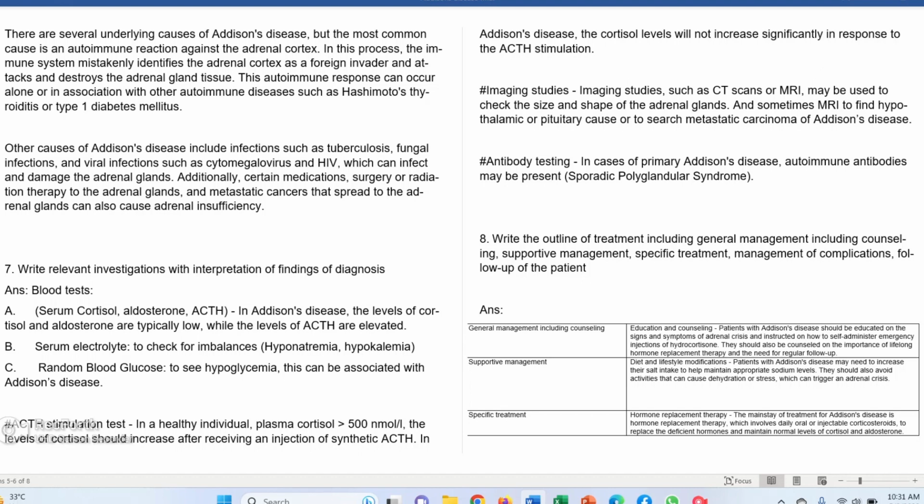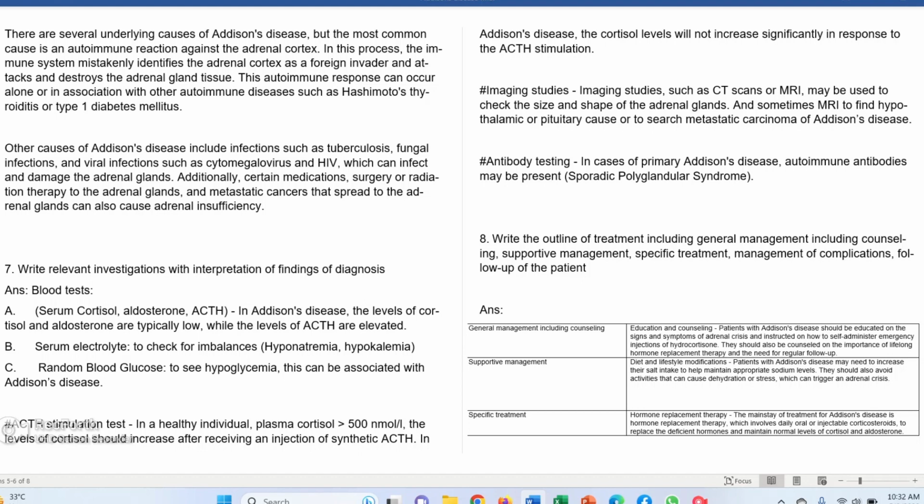First, we run some blood tests that will be serum cortisol, aldosterone, and ACTH level. In Addison's disease, the levels of cortisol and aldosterone are typically low, while the level of ACTH is elevated. Serum electrolytes to check the imbalances, hyponatremia or hypokalemia. Random blood glucose to see hypoglycemia. This can be associated with Addison disease.